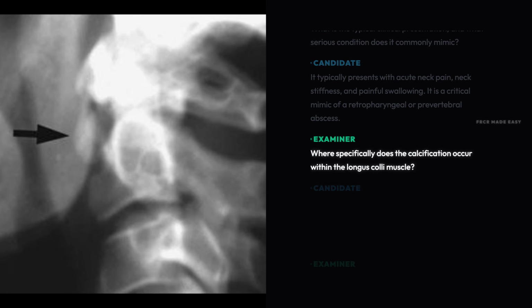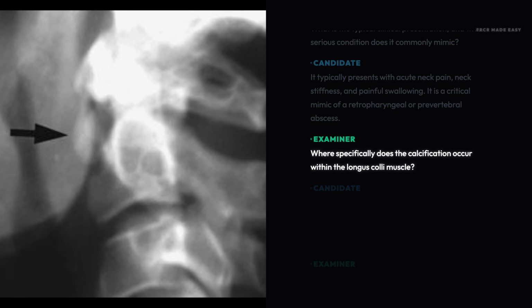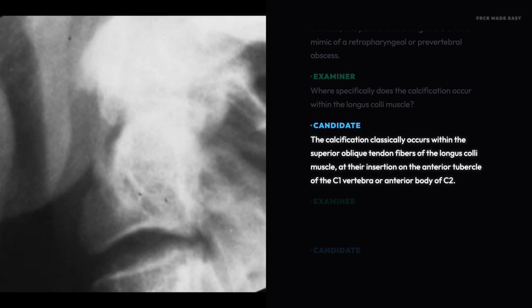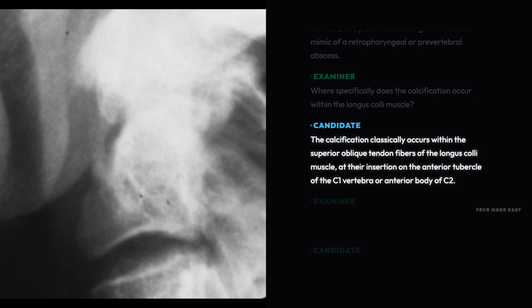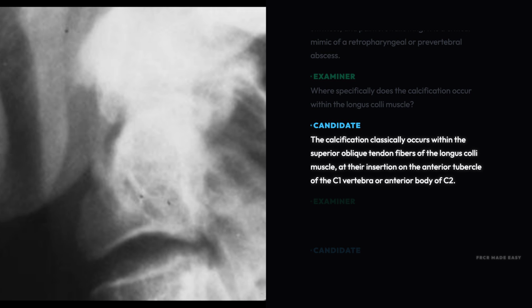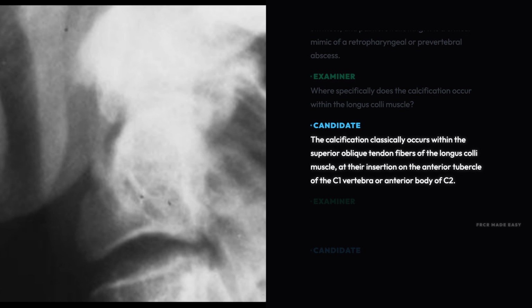Where specifically does the calcification occur within the longus colli muscle? The calcification classically occurs within the superior oblique tendon fibers of the longus colli muscle, at their insertion on the anterior tubercle of the C1 vertebra or anterior body of C2.